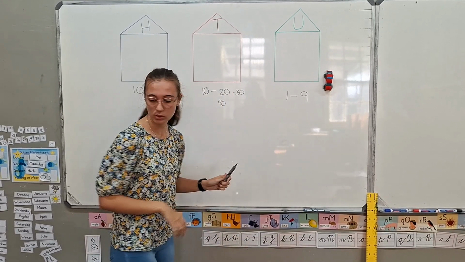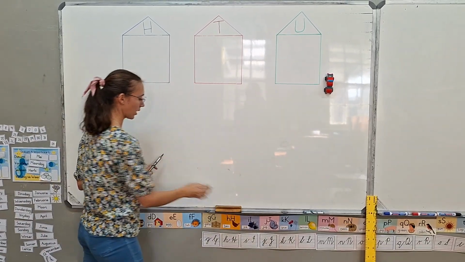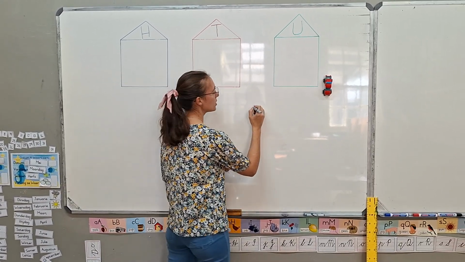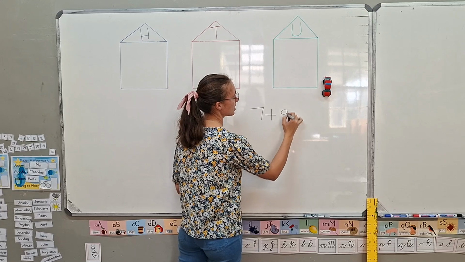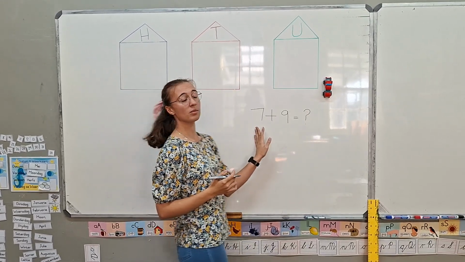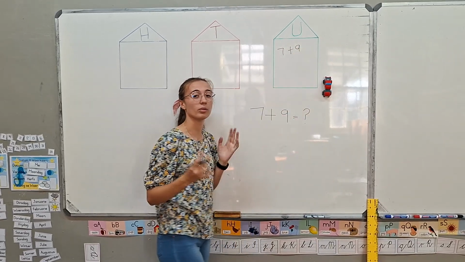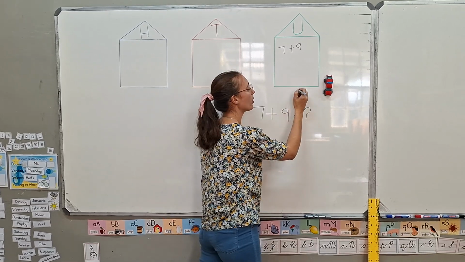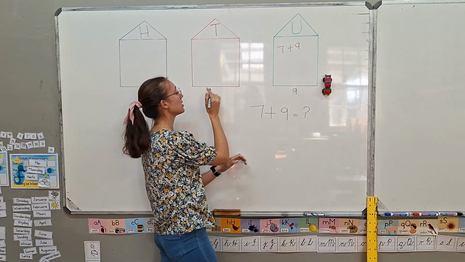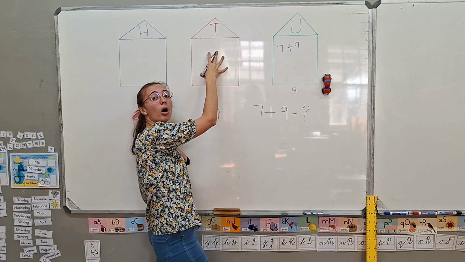Let me just erase this from the board. Okay, so I'll be doing an easy sum for you just to get it started. The sum is 7 plus 9 equals question mark. As you can see, both of them are units, a 7 and a 9. But remember the golden rule: nothing more than 9 can be in the unit block. So the moment it becomes 10 and more, it will be in the tens block.